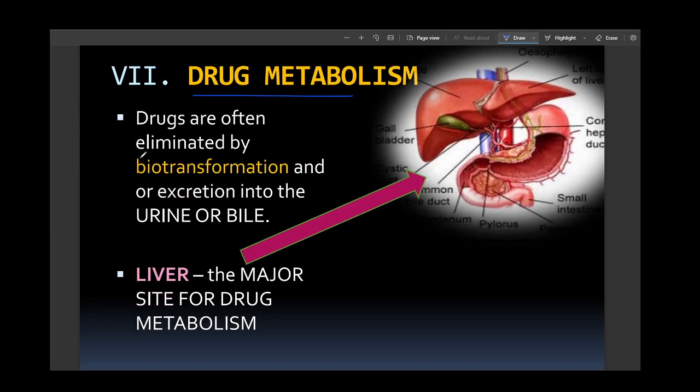Drugs are often eliminated by biotransformation and excretion into the urine or bile. Liver, the major site for drug metabolism. Okay, what is biotransformation? It is the process of turning the drugs into more lipophilic form so that it can be easily excreted into the urine. Hydrophilic form, not lipophilic, meaning polar form. We will attach OH, COOH or NH2 in order to make it more hydrophilic.